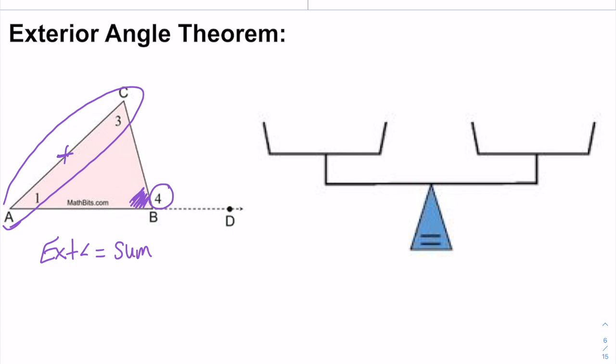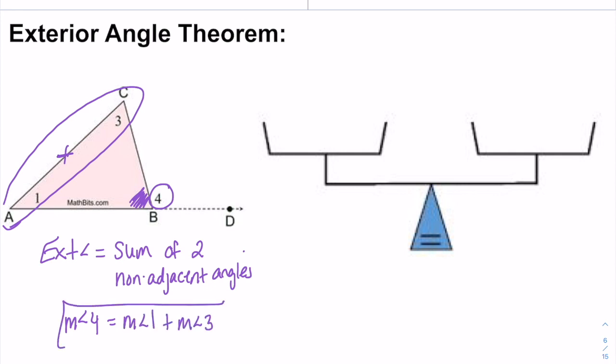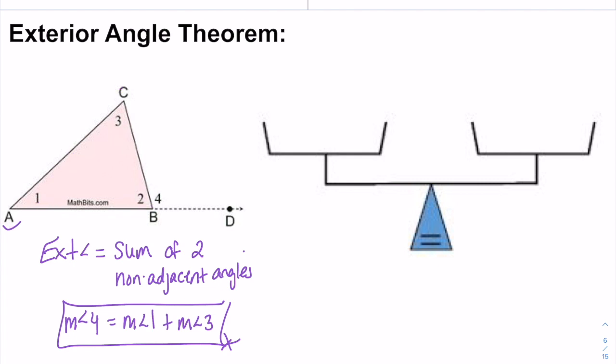Okay, so we already have sum for added together. And then those two angles, angle 1 and 3 in this case, we would call those the non-adjacent angles. So in this case, the measure of angle 4 would be equal to the measure of angle 1 plus the measure of angle 3. That is the exterior angle theorem. And we could prove that using our picture.